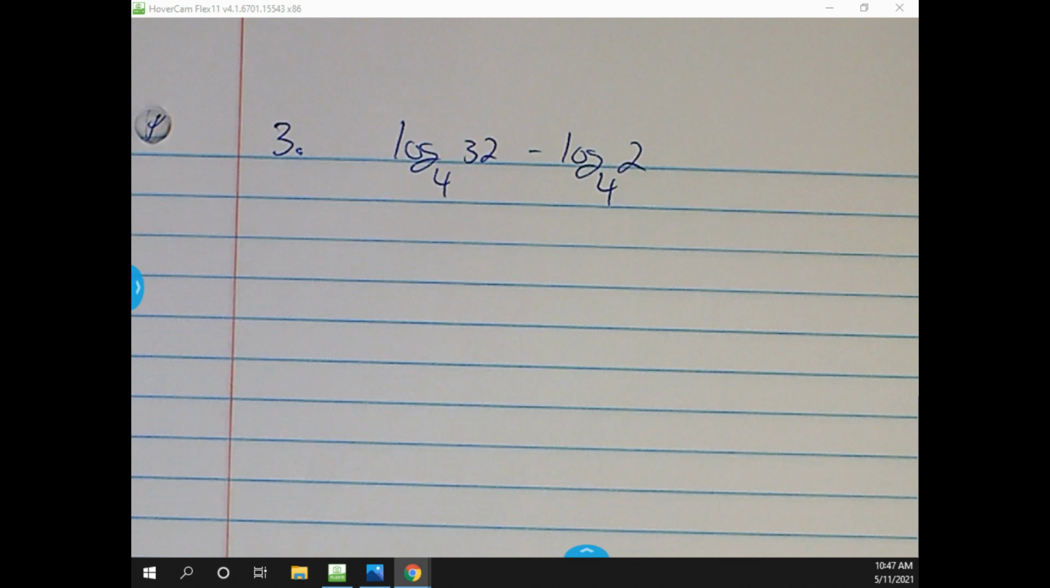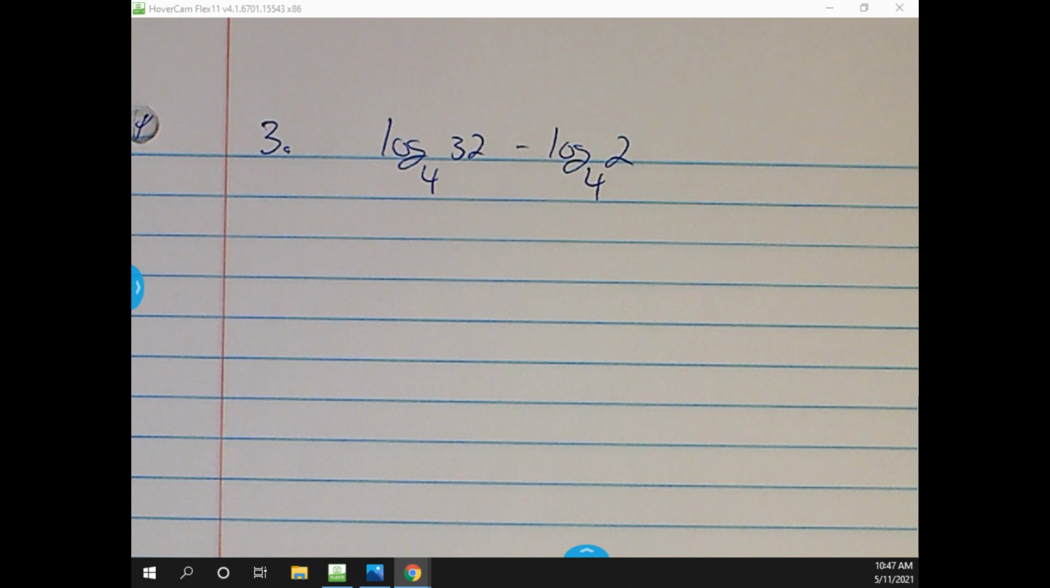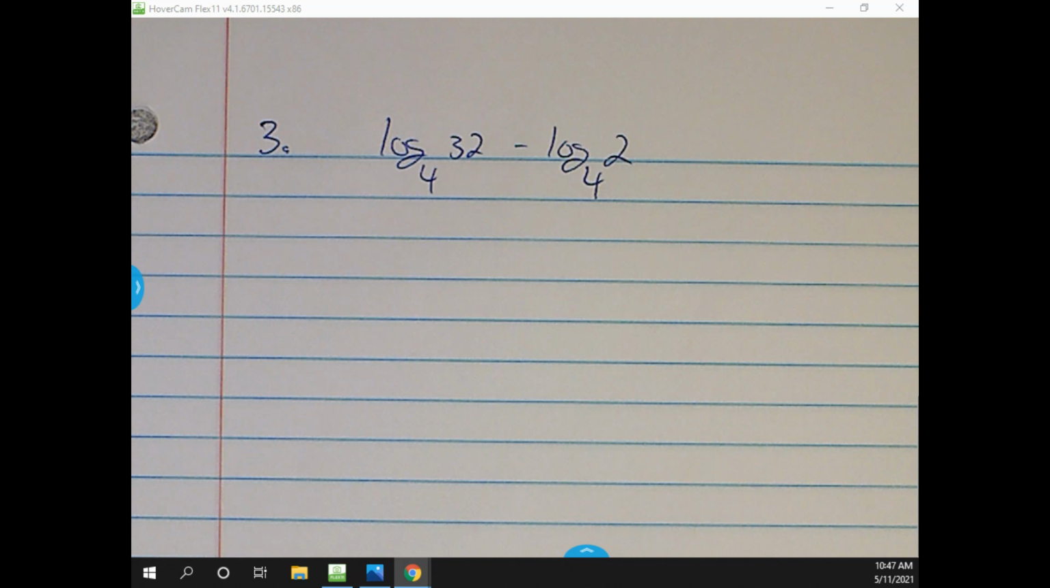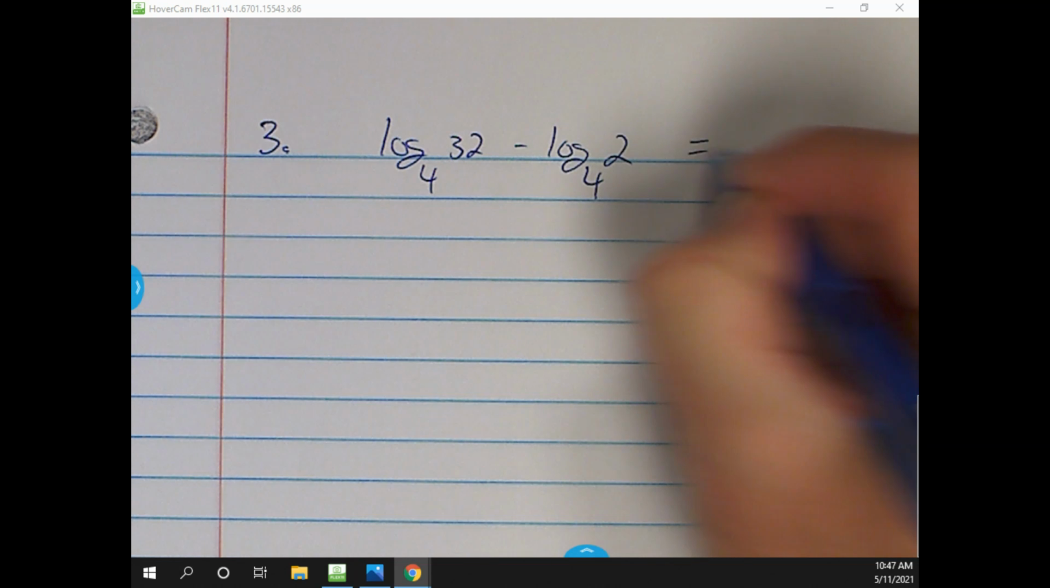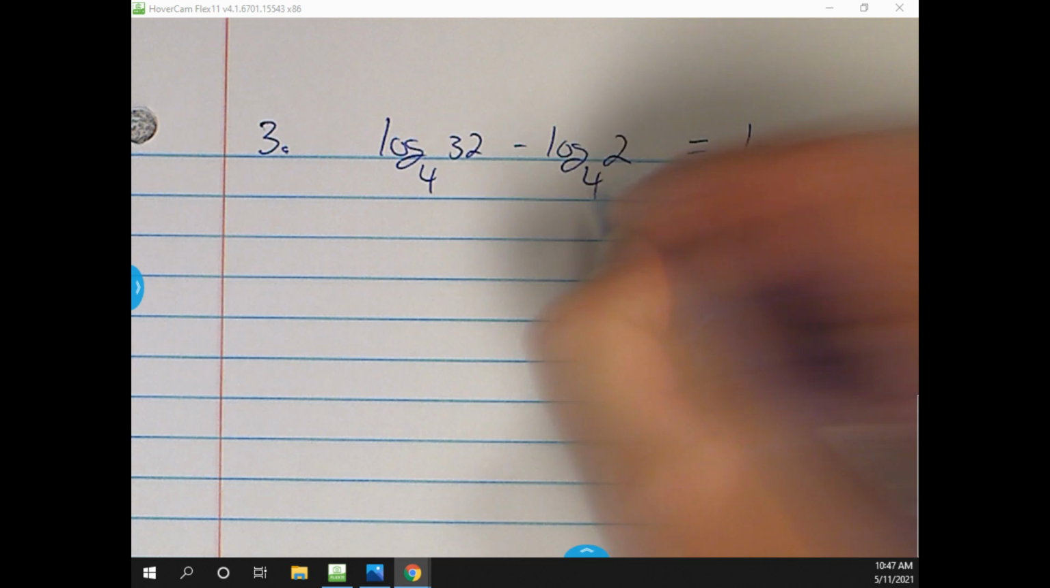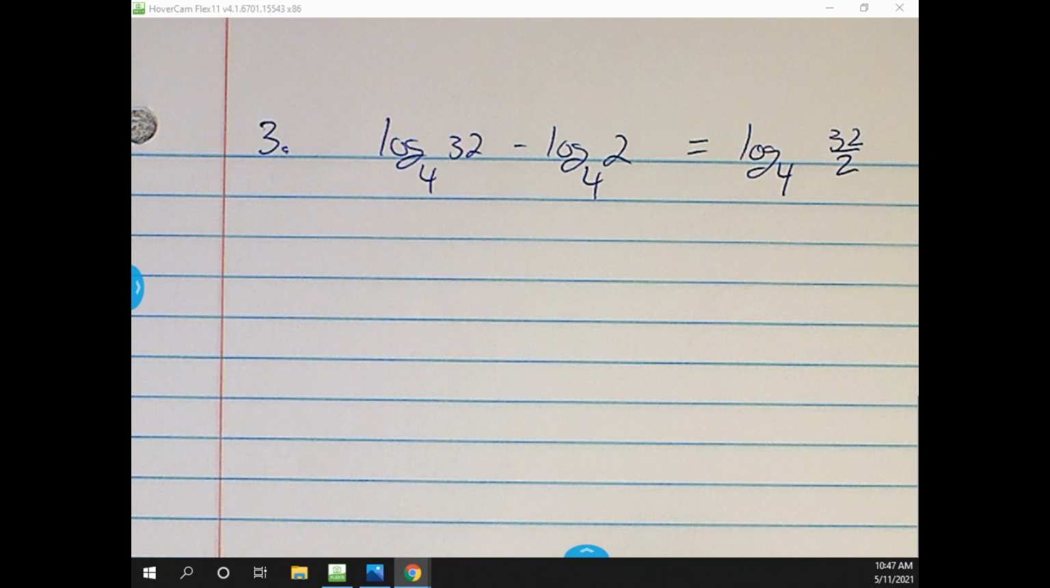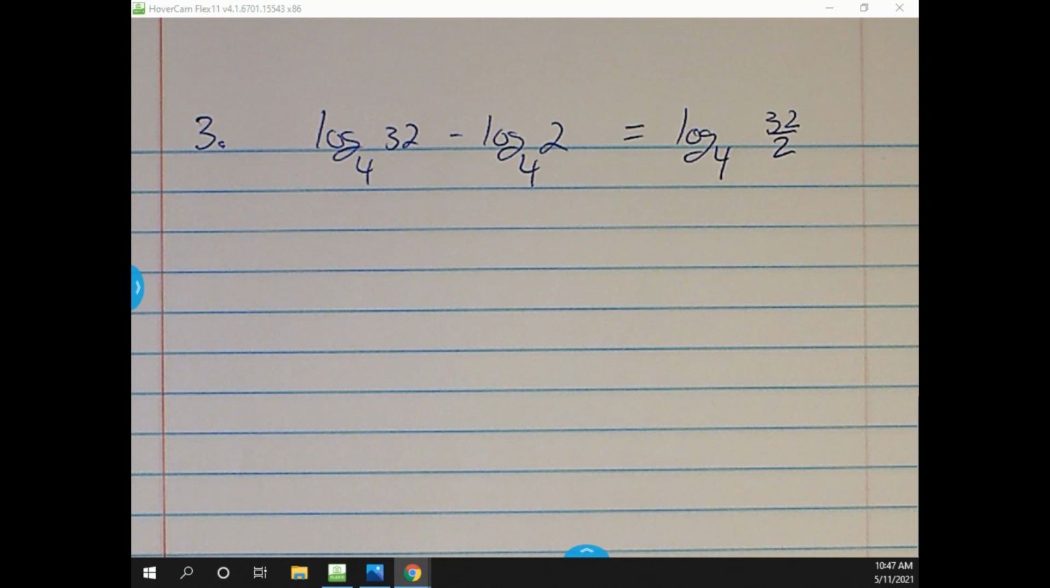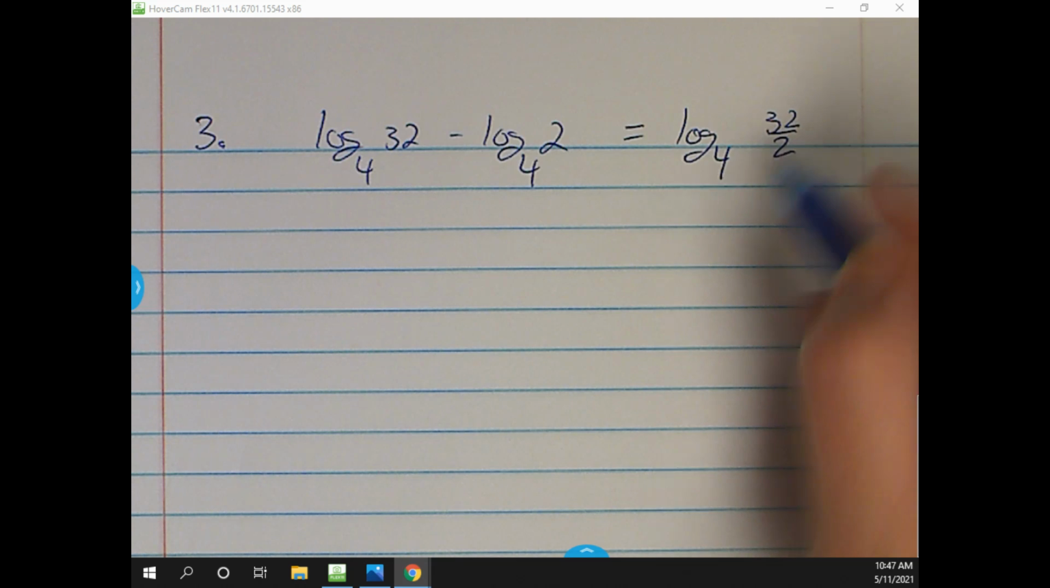So start with log of 32 base 4 minus log of 2 base 4. All right, you got the minus in the middle. So that is log base 4, and that's going to be 32 divided by 2. And for that one, you've got 32 divided by 2.